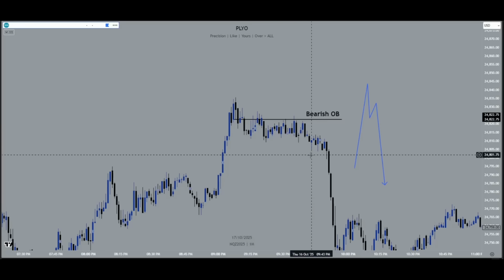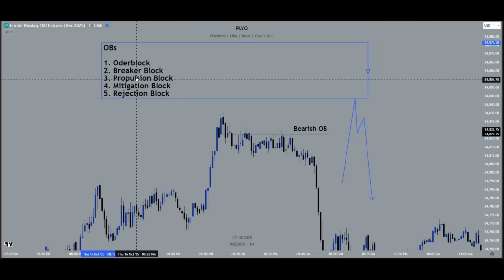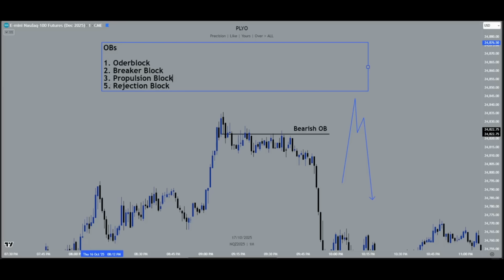Okay, now our OB types. Remember, we're going back to our OB types now. So remember, these are our OB types. There are only 5. We're going to cut out the ones that don't matter. One that's absolutely useless is this one, the mitigation block. You don't need that. Why is that? It's because almost every single OB you see is technically a mitigation block.